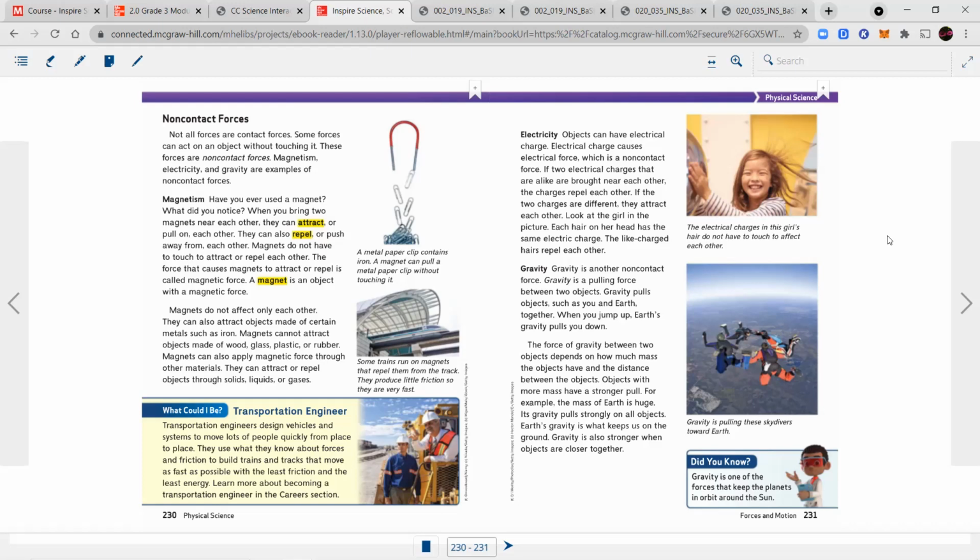Gravity. Gravity is another non-contact force. Gravity is a pulling force between two objects. Gravity pulls objects such as you and the Earth together. When you jump, Earth's gravity pulls you down.